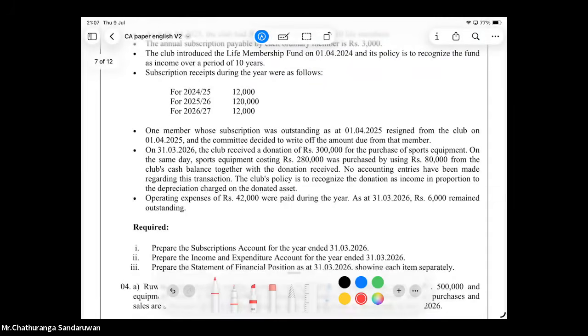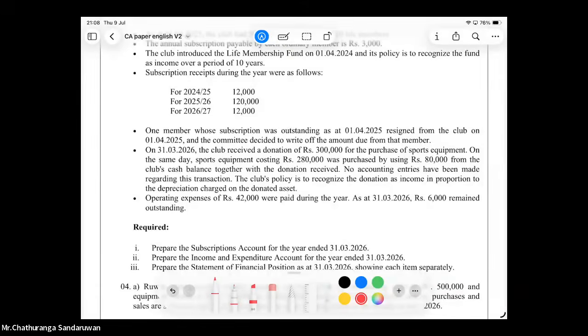31st March 2026, the club received a donation of 300,000 to purchase sport equipment. On the same day, sport equipment costing 280 was purchased by using 80,000 from the club's cash balance together with the donation received. No accounting entries have been made regarding this transaction. The club's policy is to recognize the donation as income in proportion to the depreciation charge on the donated asset.